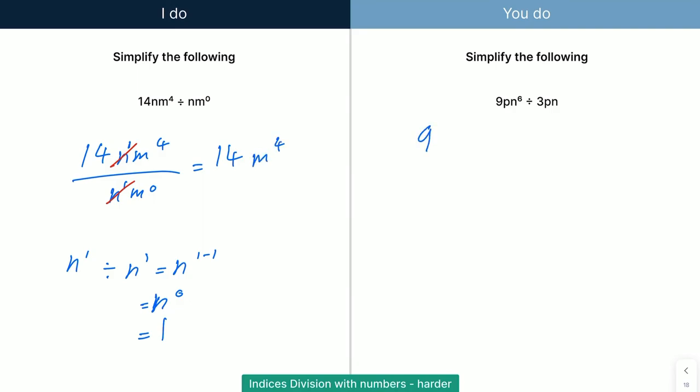So now again, on the right, 9 and 3, that becomes a 3. Now the p's just cancel out. There's 1 p at the top, 1 at the bottom. That can just cancel out. Now with n, there's 6 n's at the top and 1 at the bottom, so we just do 6 take away 1. And that's the answer there.